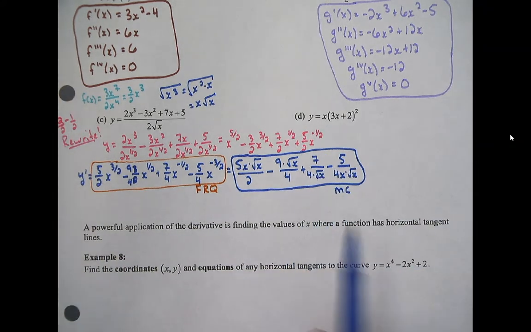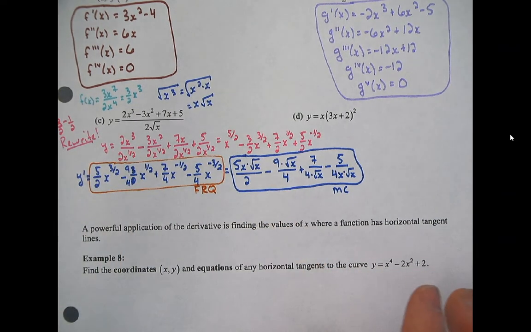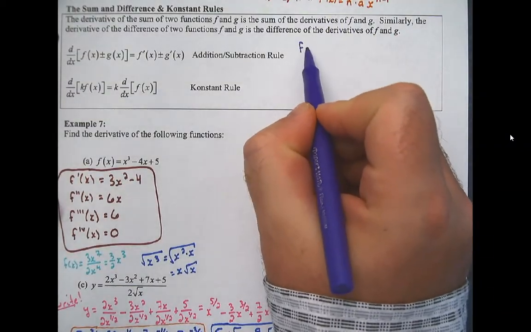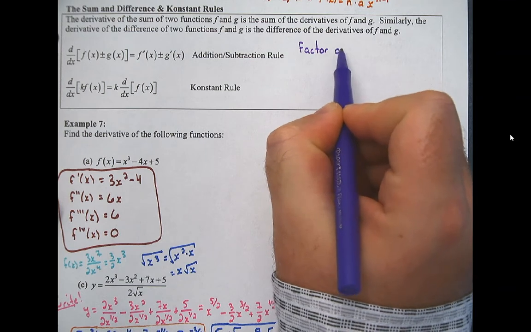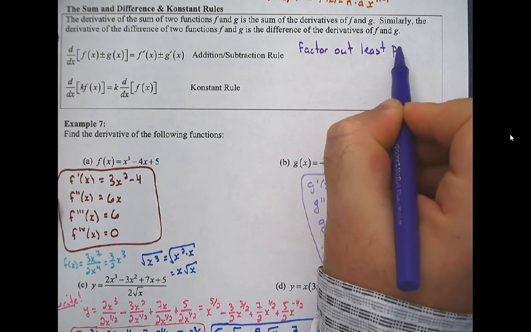And then there's another one that you might get as a multiple choice answer, and that's the one where we factor out least powers. So let me go up to the top here where we've got some room and do a quick review. Factor out least powers.